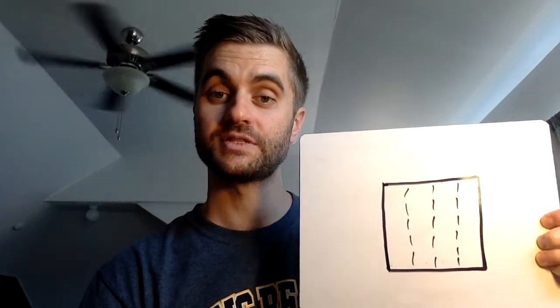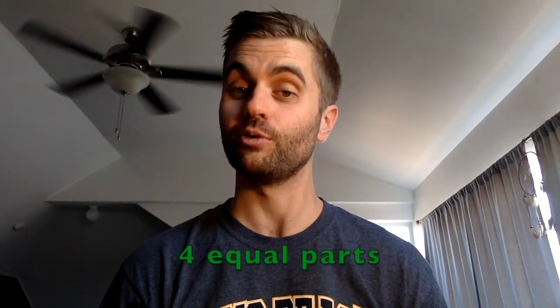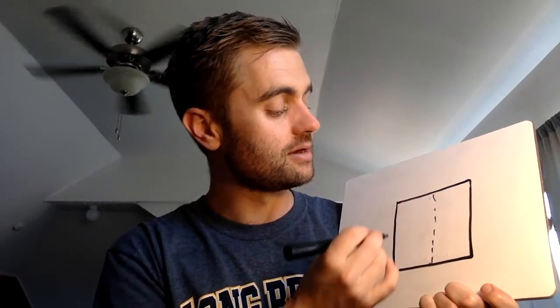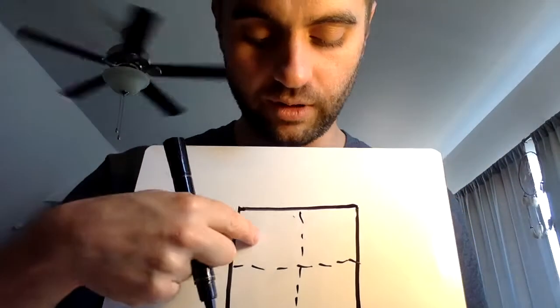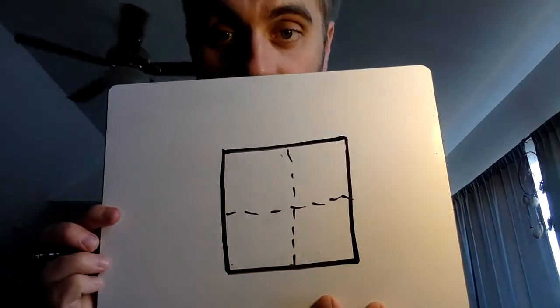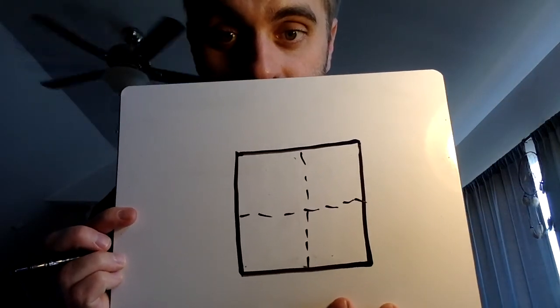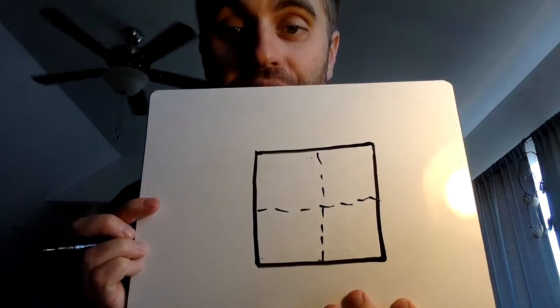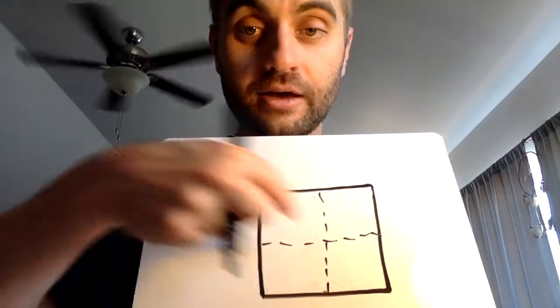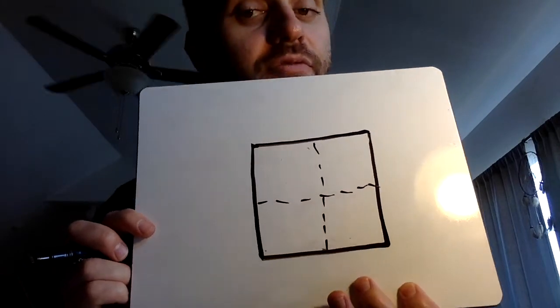This is fourths. But as we already know, there are lots of ways to get four equal parts out of this square. Let me show you another one. If I draw a line from the top to the bottom, and then also a line from one side to the other. Now it's not perfect, but I have 1, 2, 3, 4 equal parts that are almost the same size. So here again, I have fourths. I have 1, 2, 3, 4 equal parts. I have fourths. You see that?